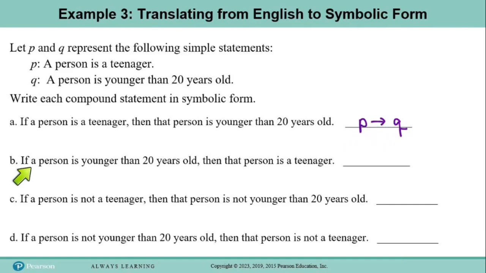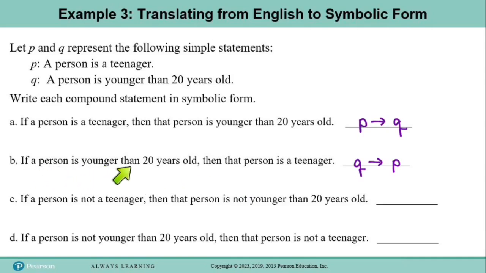Okay, so let's look at part B. If a person is younger than 20 years old, then that person is a teenager. So in this case, statement Q comes first. So if Q, then, so we put our if-then symbol, statement P. So this one says if Q, then P. Now notice that if P, then Q happens to be true. If a person is a teenager, then that person is younger than 20 years old. That is true. But when we reversed the statements, we got something that is not true.